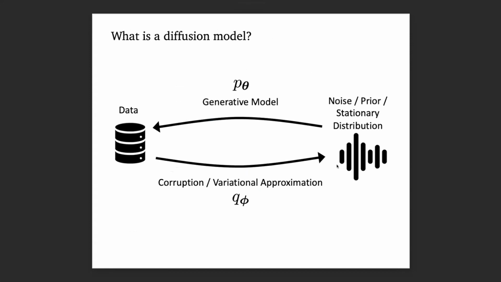What is a diffusion model? The diffusion model is a model that takes in some noise prior stationary distribution sample and then maps it to something that looks like data. You can forget about the bottom arrow for now, but that's just the process of training it.